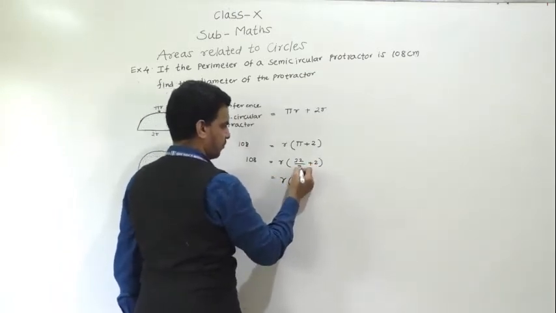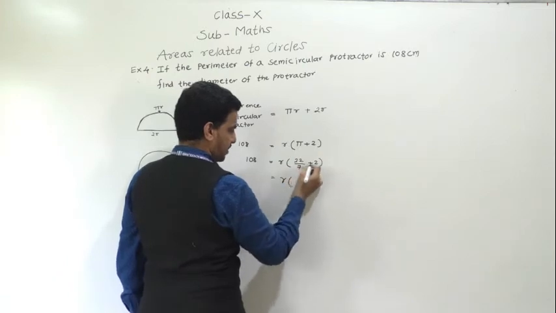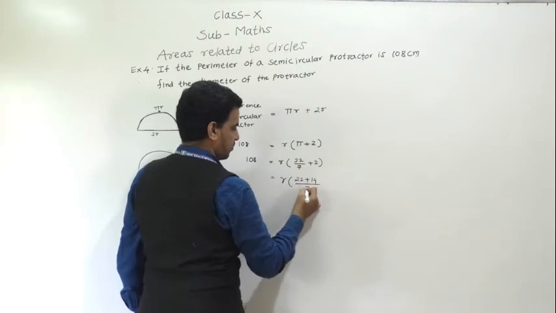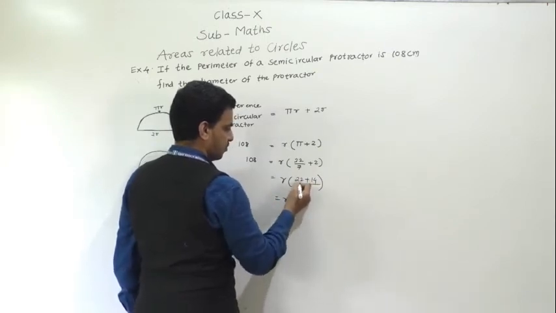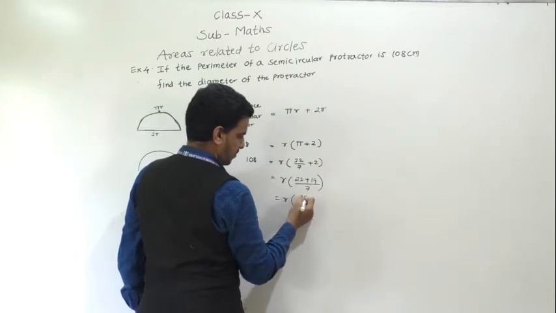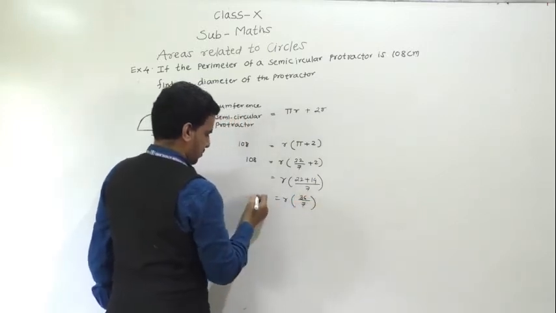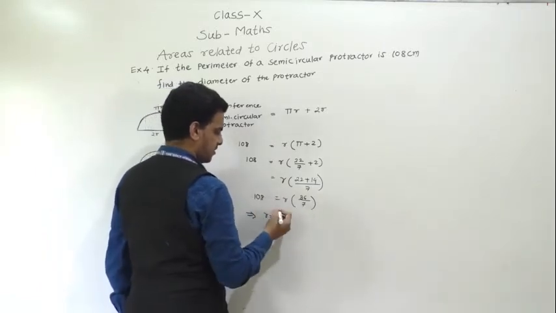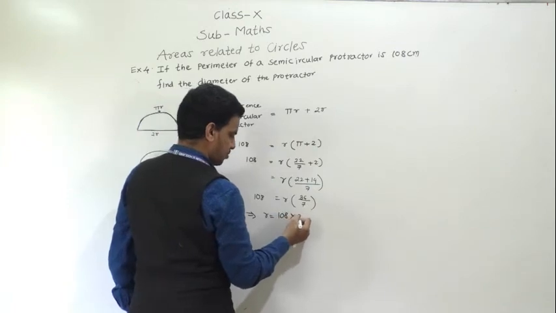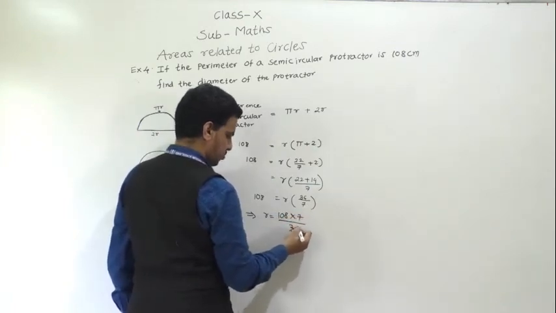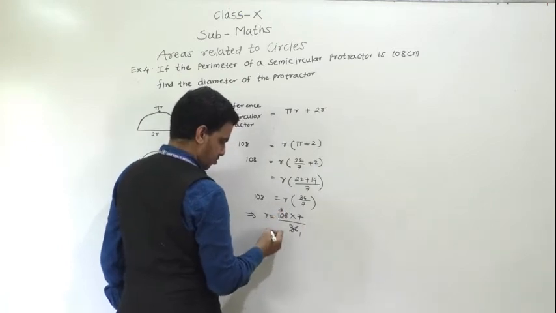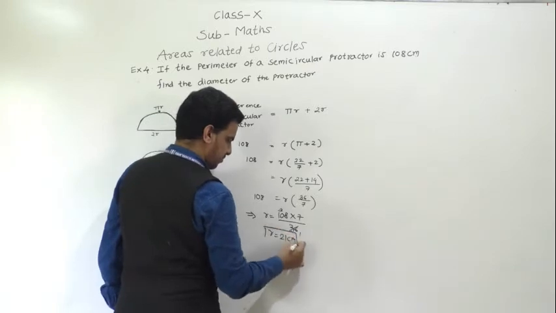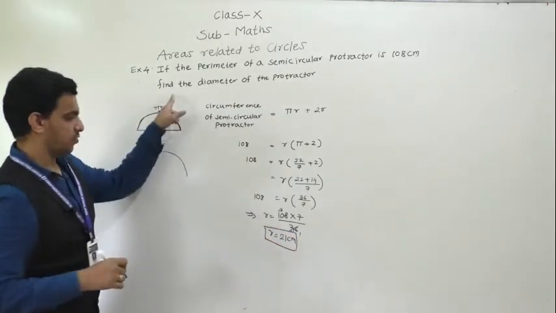So r, if we simplify this or make the same denominator, that is 22 plus 7 twos are 14 upon 7. So r into 22 plus 14, that is 36/7. So r is equal to this 7 multiply and 36 divide. So 108 into 7 divided by 36. We know that 36 threes are 108. So r is equal to 3 sevens are 21 centimeter. So r is equal to 21 centimeter.